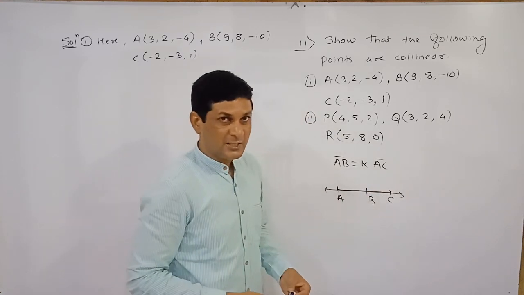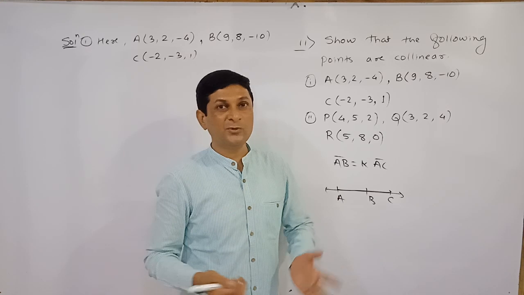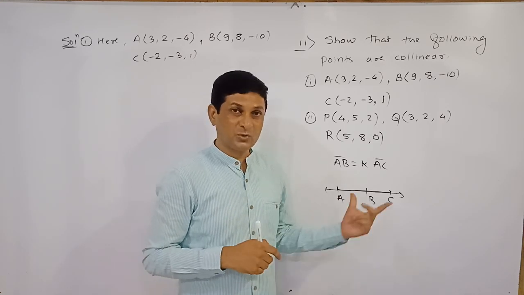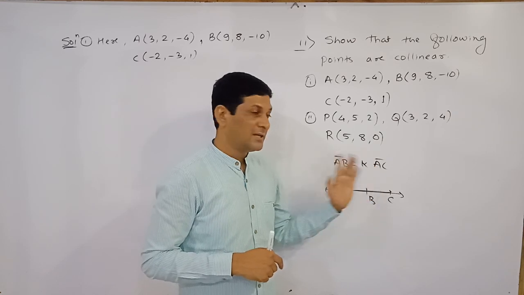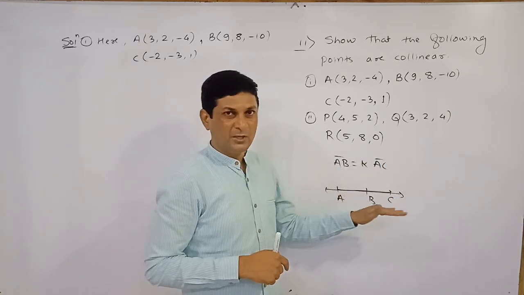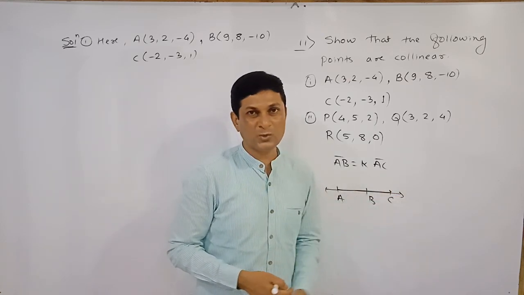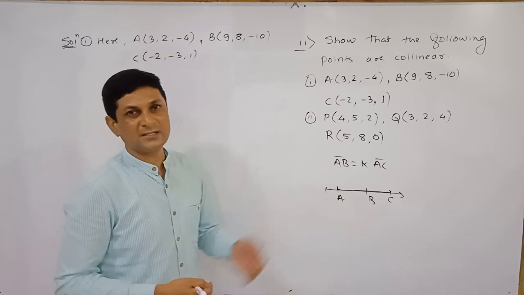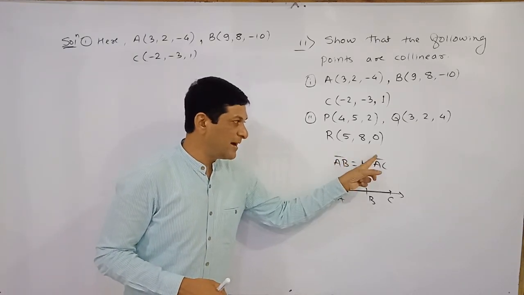That's why we can say that both vectors lie on the same line, which means there is no possibility of being merely parallel. These two vectors lie on the same line because they have one common point. So if we are able to show that these two vectors lie on the same line, then indirectly these three points also lie on the same line, and hence we can say the points are collinear. So first let us find the values of AB bar and AC bar.